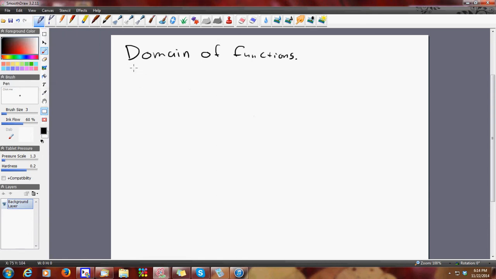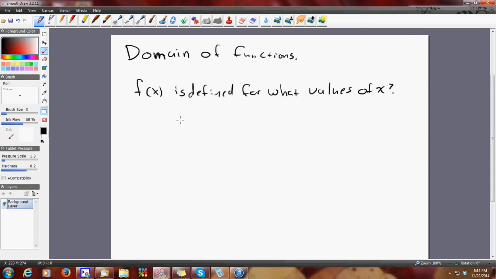So sometimes people struggle with the domain of functions, and all the domain of a function means is for what x values can you plug into f of x, being your function, is the function defined. F of x is defined for what values of x. And that's really all it means.